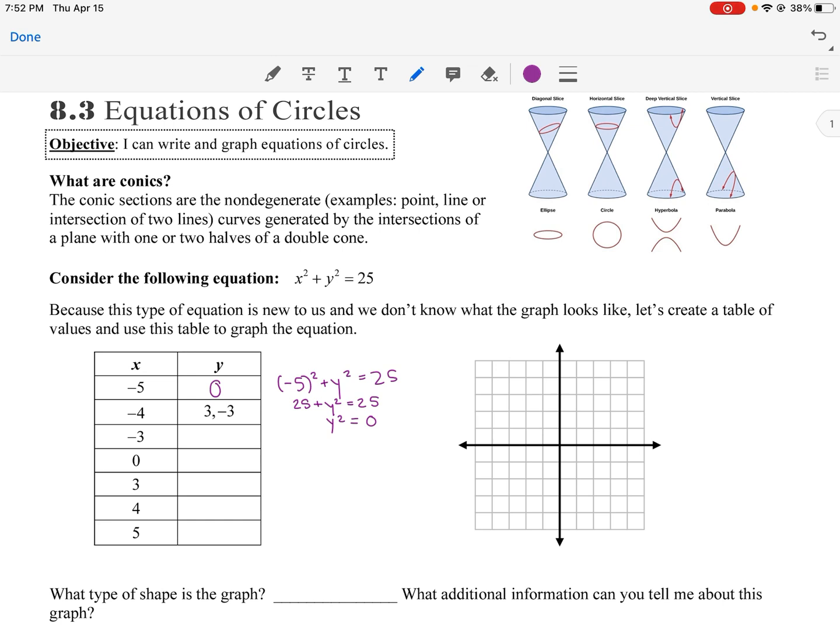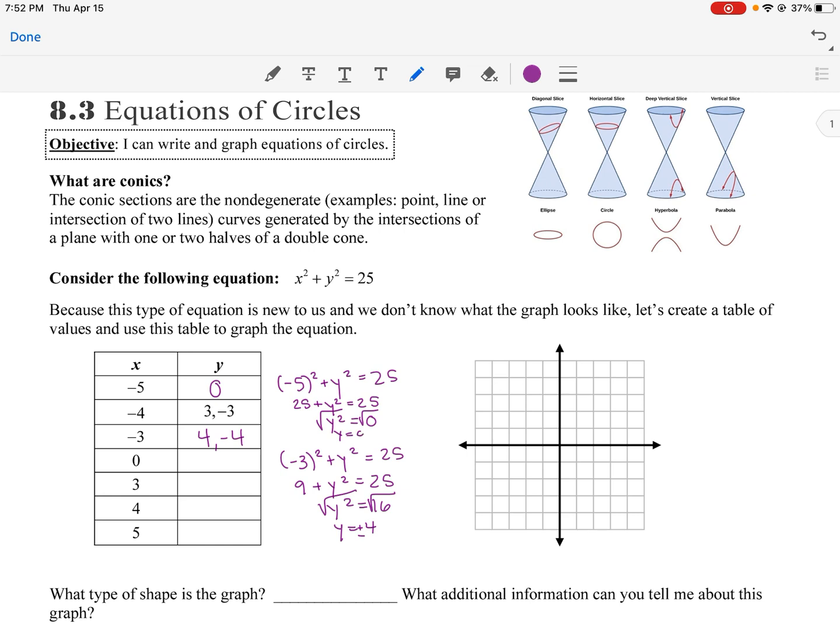I could do this with 3 as well. So I get negative 3 squared plus y squared equals 25. So I get 9 plus y squared equals 25. Subtract 9 from both sides. Y squared equals 16. Take the square root of both sides. And then y equals 4. But you have to remember, in this case, when you take the square root, you get both a positive and a negative.